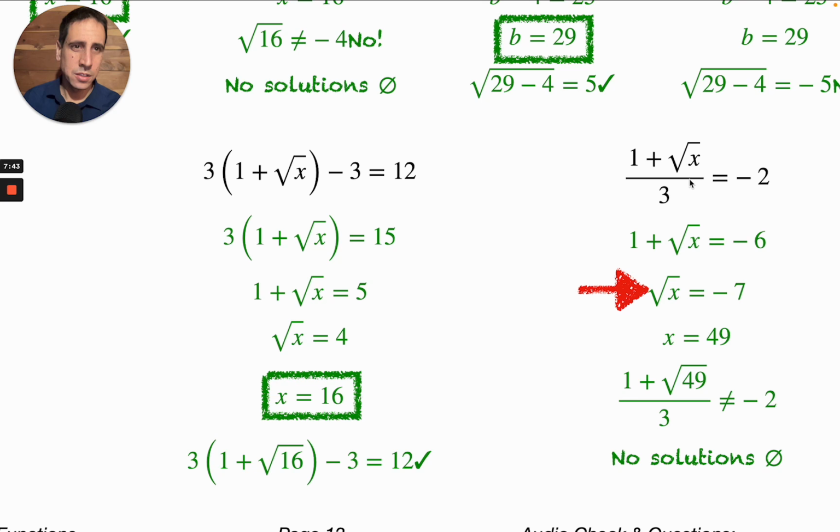Let's undo the division to get this. Let's undo the addition to get this. And now we have square root of x is equal to negative 7. And we square both sides, we get x is equal to 49, positive 49. Let's check, and we think that's an answer.